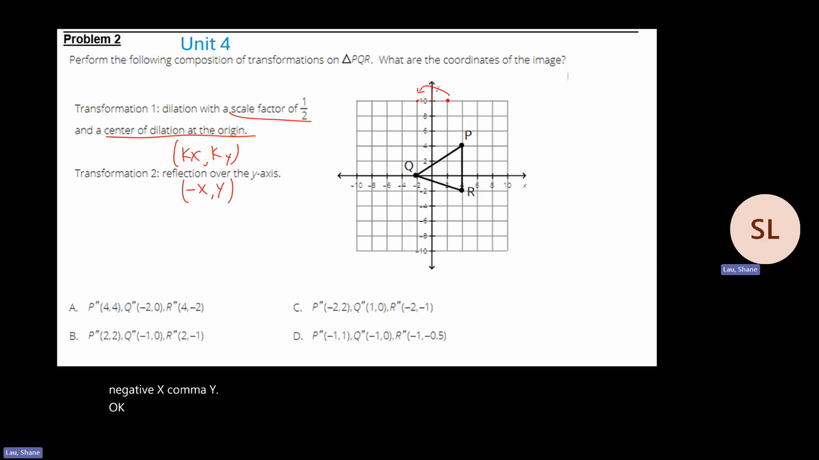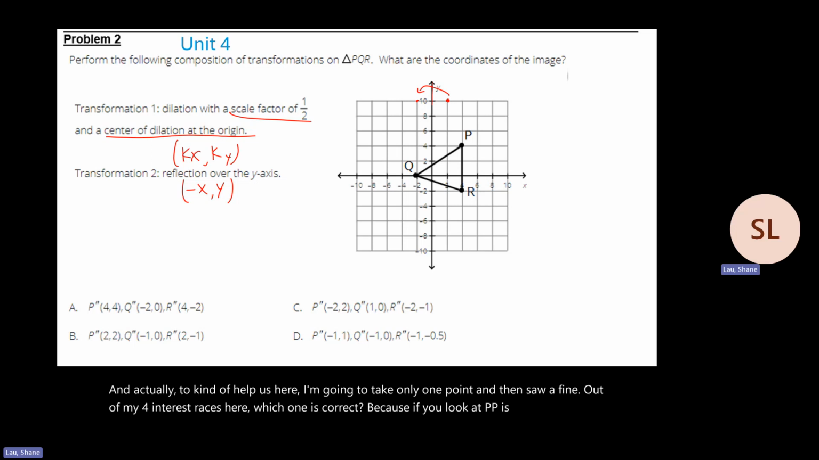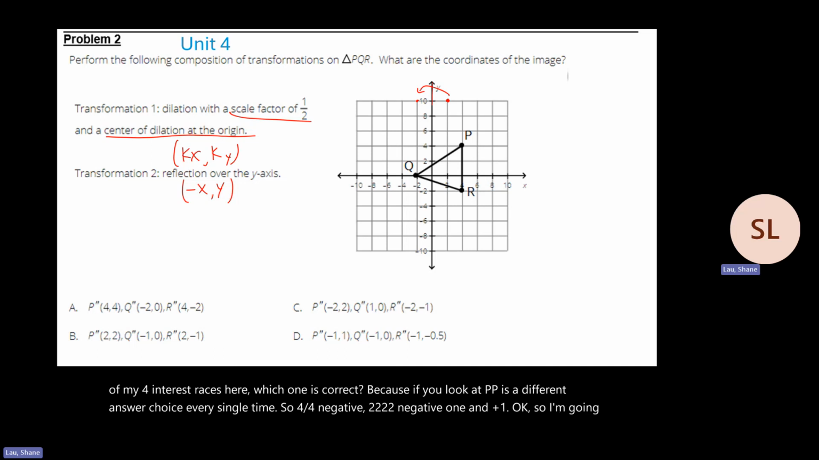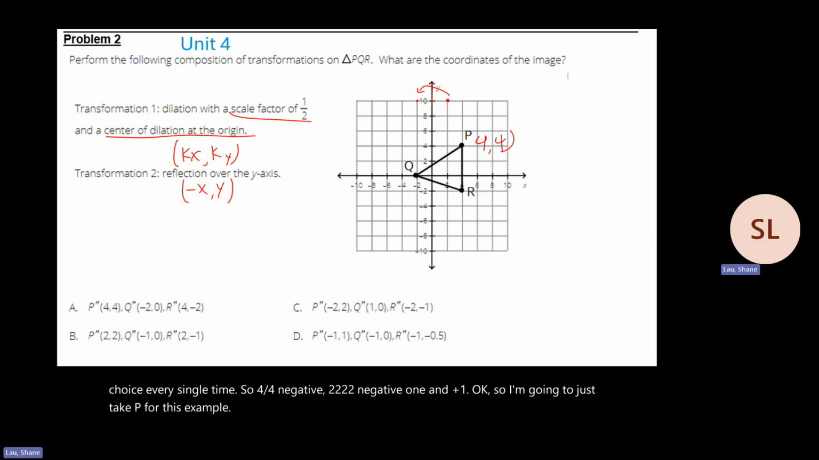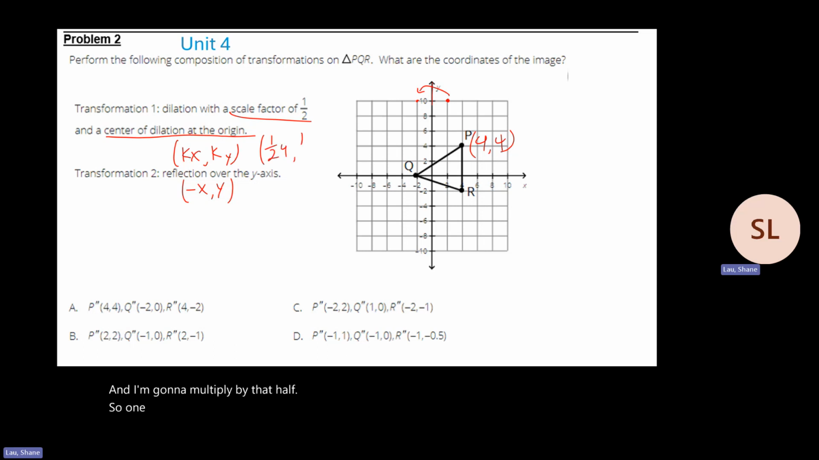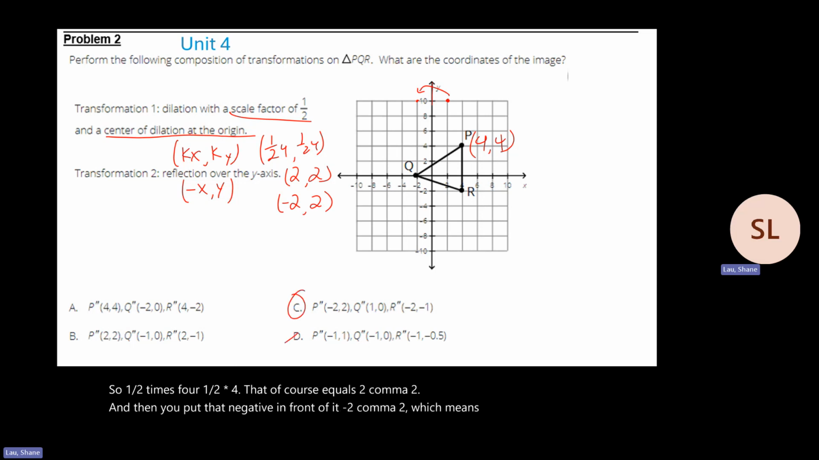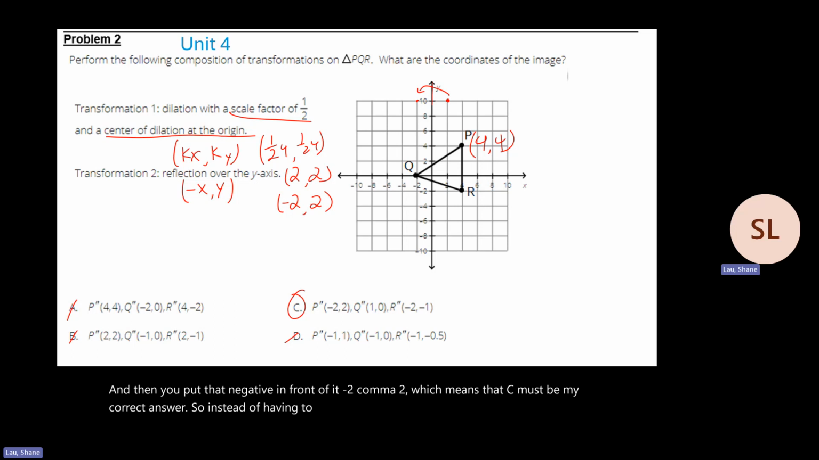We'll do the dilation first. And to help us here, I'm going to take only 1 point and find out which of my 4 answer choices is correct, because P is a different answer choice every single time: 4, 4; negative 2, 2; 2, 2; negative 1, 1. So I'm going to take P for this example. 4 comma 4 is my P value, and I'm going to multiply by that half. So 1/2 of 4, 1/2 of 4, equals 2 comma 2. Then I'm going to put that negative in front of it, negative 2 comma 2, which means that C must be my correct answer. So instead of doing 3 points of work, I only had to do 1 point. Think smarter, not harder, guys.